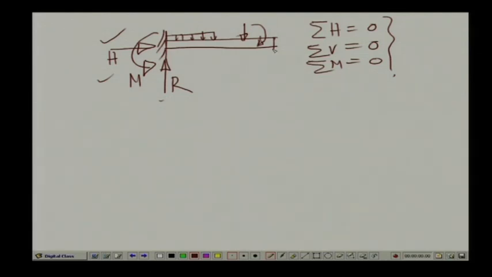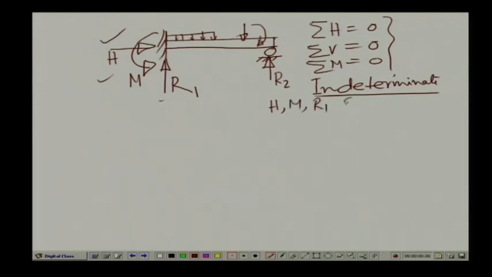Now, supposing I introduce one roller at this particular end, and thereby we introduce another reactive force at this end. Let us call these R1 and R2. As soon as we do this, this beam becomes indeterminate. It is no longer determinate. The reason is that we have 4 unknown reactions, which are H, M, R1 and R2. So, there are 4 unknown reactive forces and we have only 3 equations of statics. Hence, this particular system is statically indeterminate.